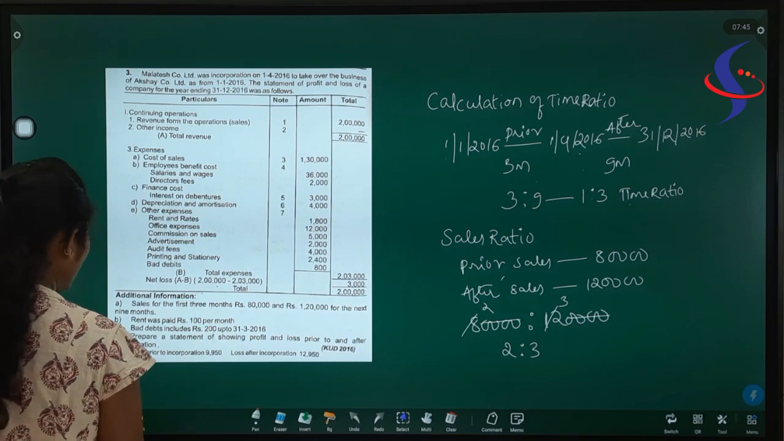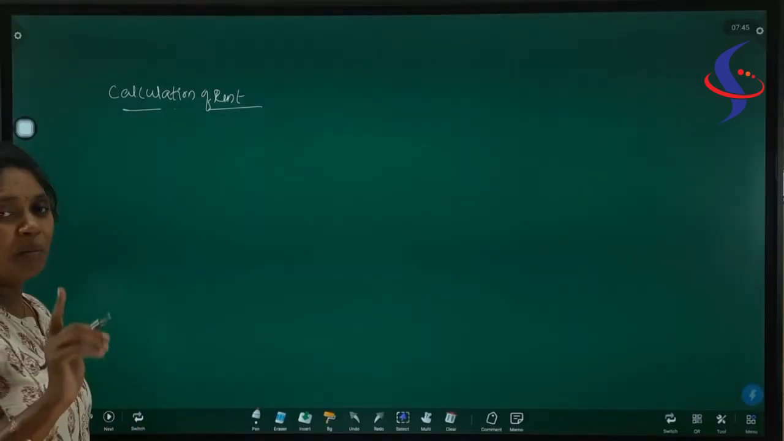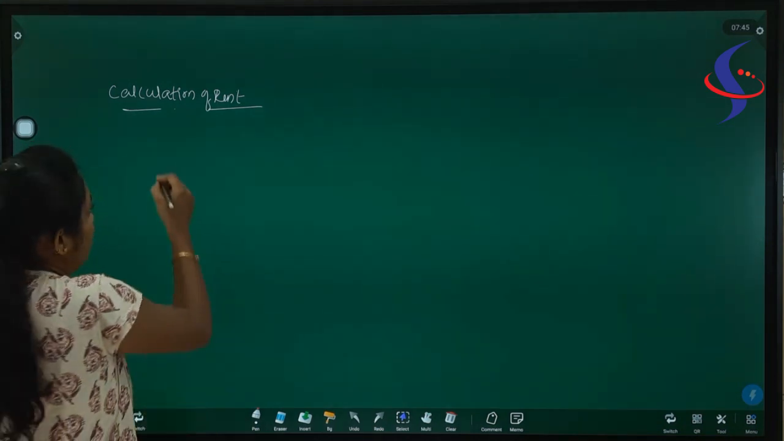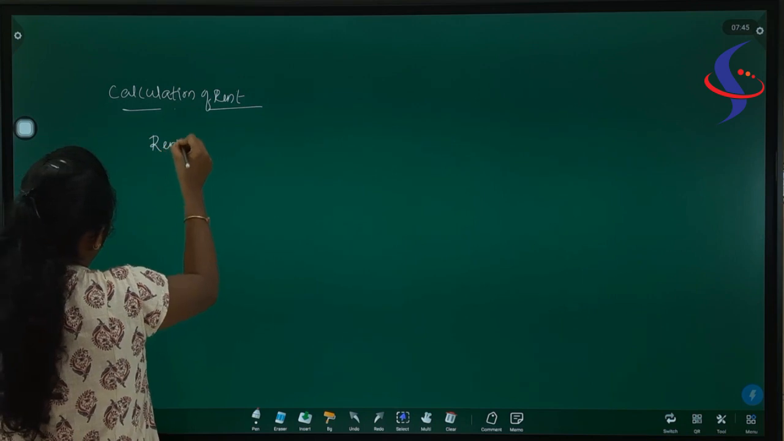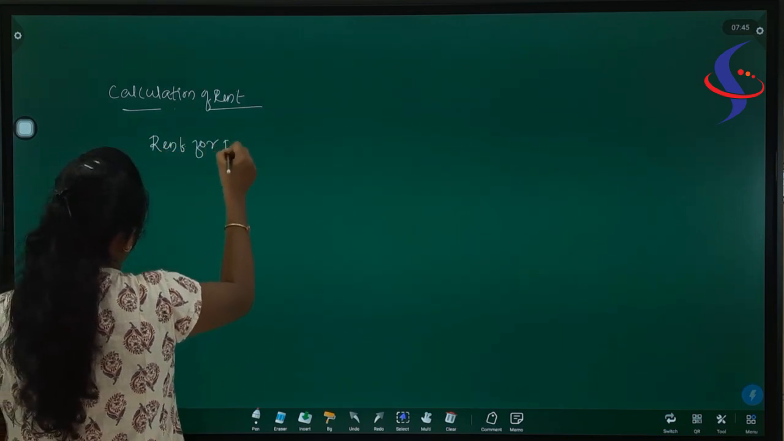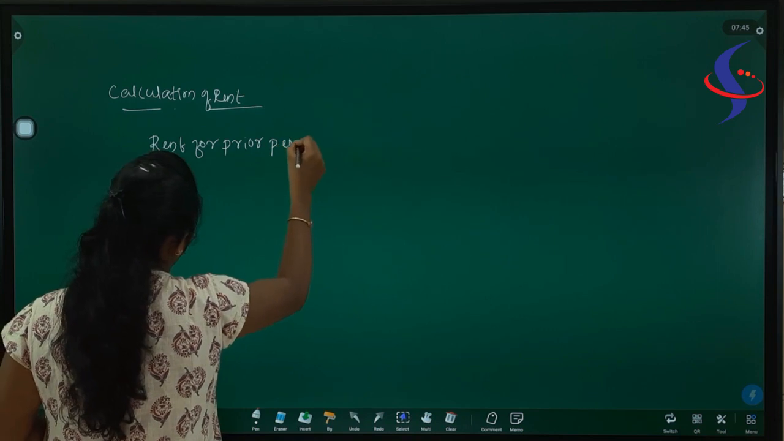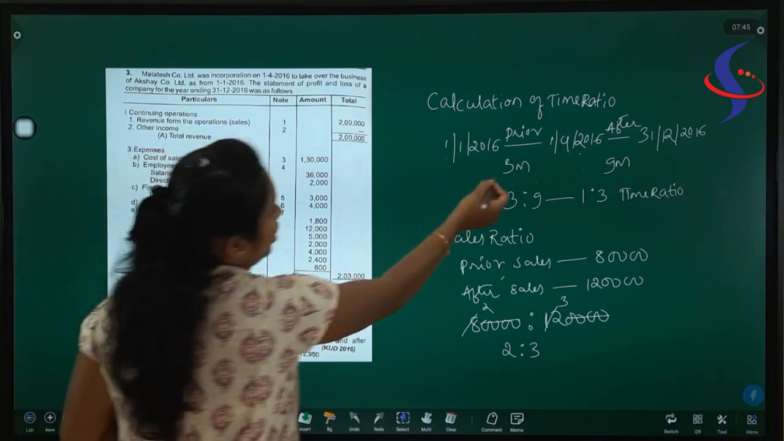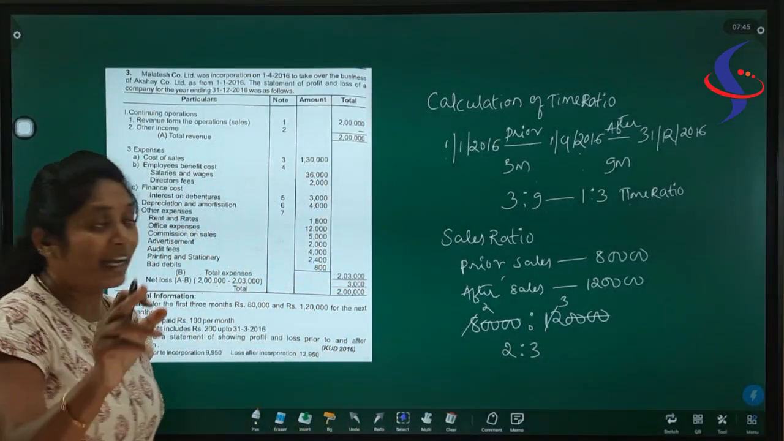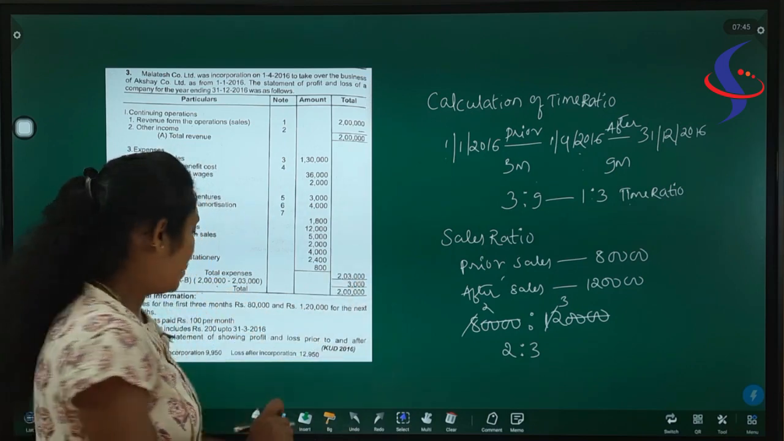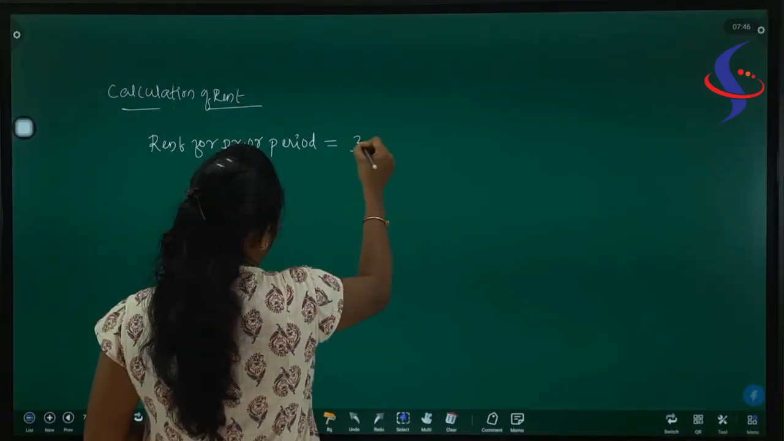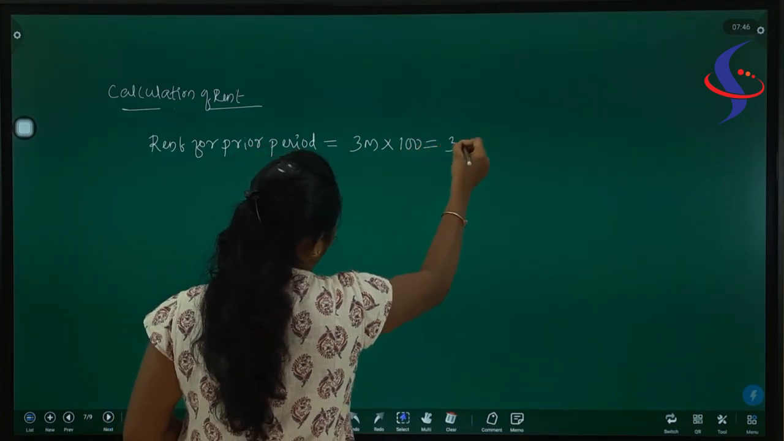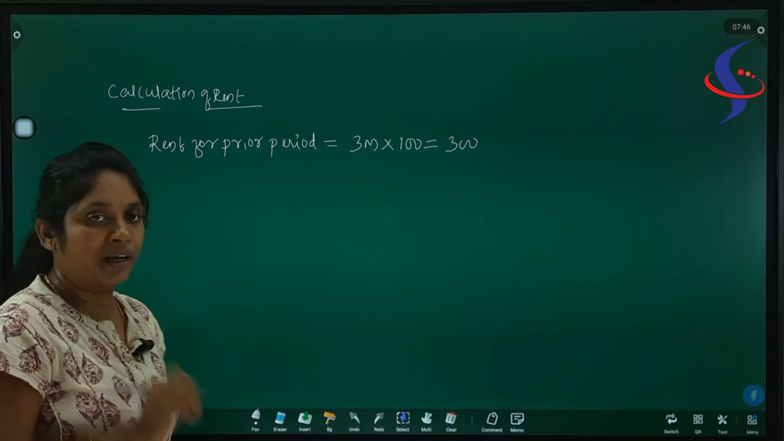What have they given? Rent was paid rupees 100 per month. It means the rent is 100 rupees per month. We need to divide rent for the prior period as well as the after period. Rent for the prior period. Prior period is nothing but prior to incorporation. How many months do we have before incorporation? 3 months. Where will you get to know? You'll get this information with the help of the time ratio. Prior period is 3 months. 3 months into the per month rent, how much? 100. Then 300 rupees is the rent for the prior period.